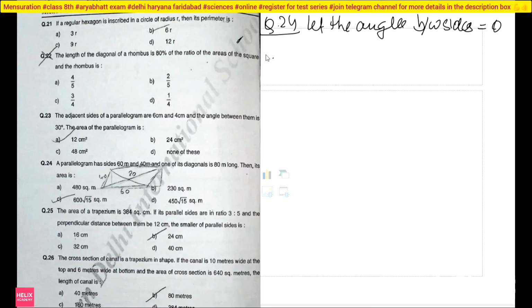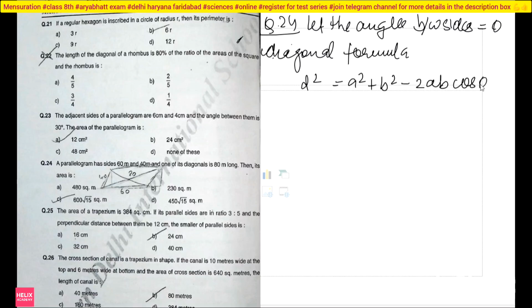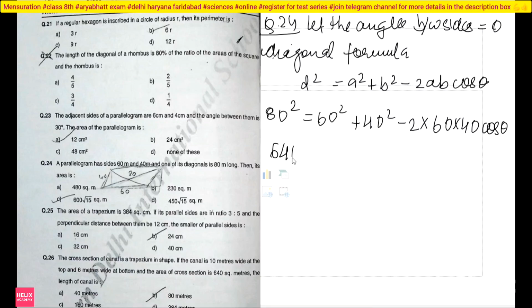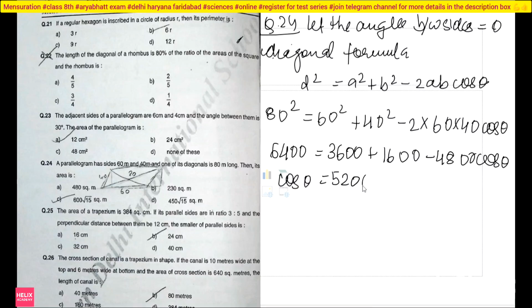So using the diagonal formula, d square is equal to a square plus b square minus 2ab cos theta. So 80 square is equal to 60 square plus 40 square minus 2 into 60 into 40 into cos theta, right? Keep cos theta this way. So it will become 6400 is equal to 3600 plus 1600 minus 4800 cos theta. So cos theta becomes 5200 minus 6400 divided by 4800, which is nothing but minus 1 upon 4.